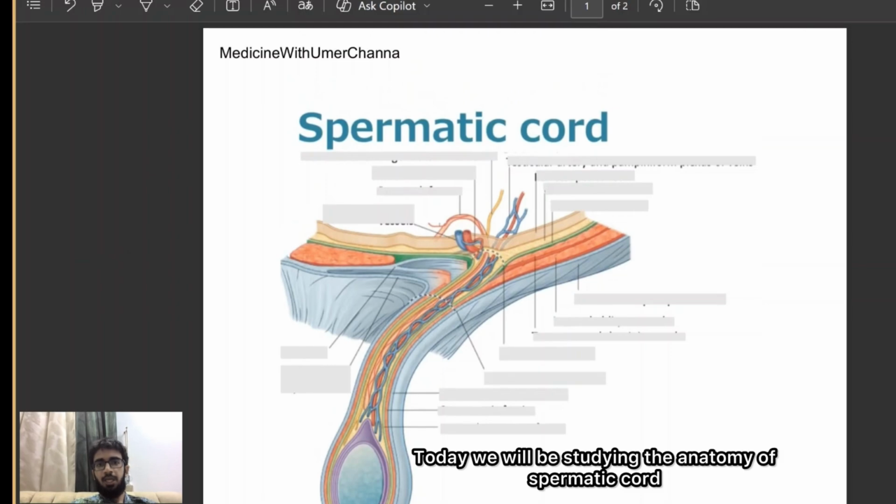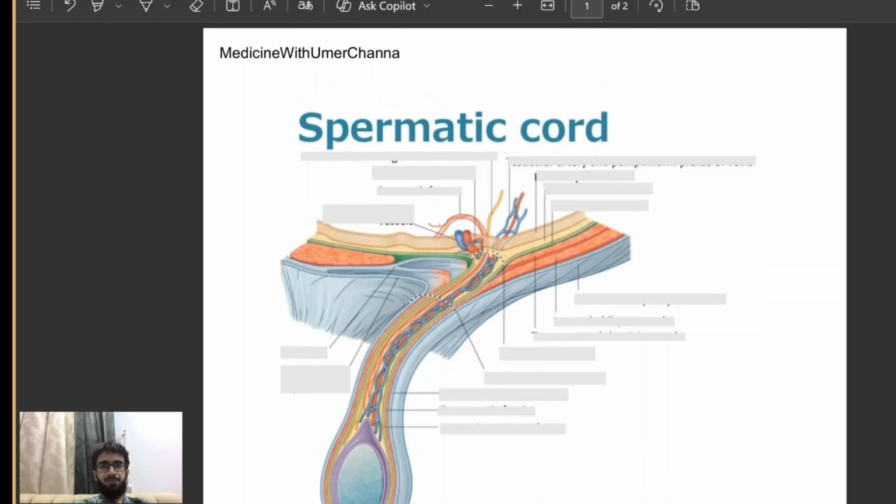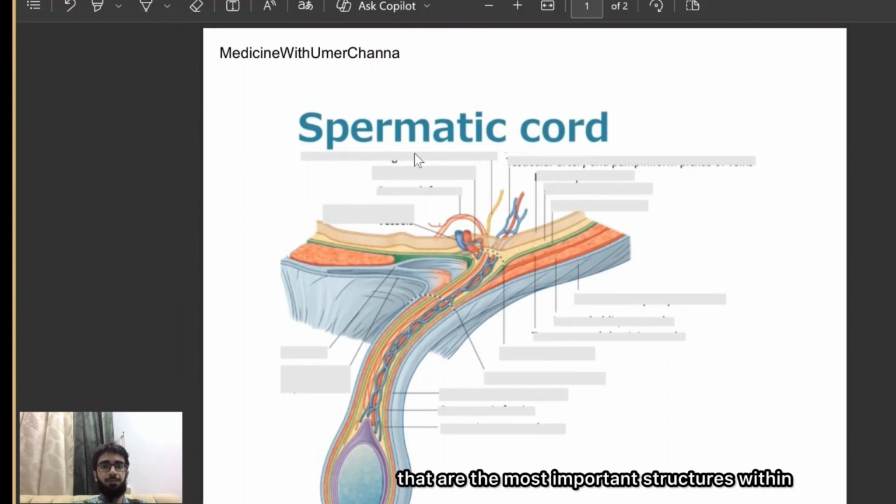Today we will be studying the anatomy of the spermatic cord, and we will be digging deeper into it and studying the structures that are the most important structures within the spermatic cord.